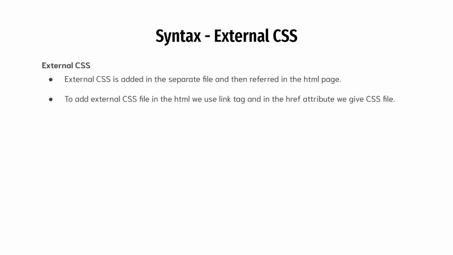The third way of adding CSS is writing the CSS in a separate file and linking that. So how can we do that? We basically create a separate file, and inside that we write all our CSS, and then in the HTML file where we want to use that CSS, we use the link tag, and inside the href attribute we just give the CSS file. So these are the three ways of adding CSS into our web page.